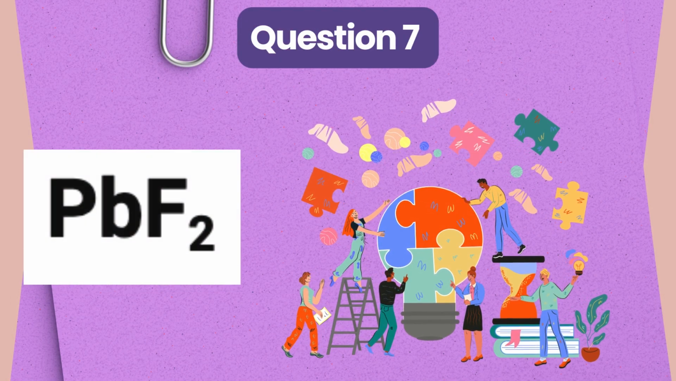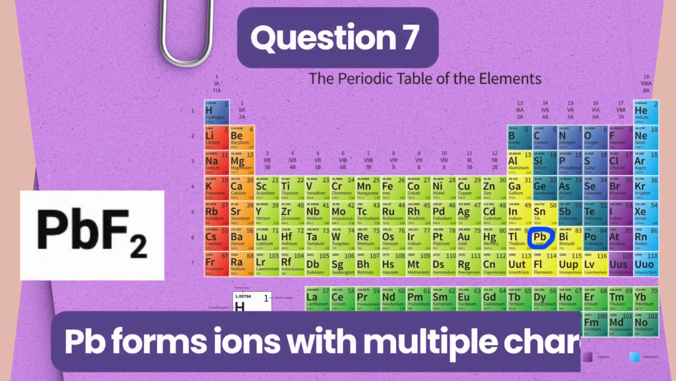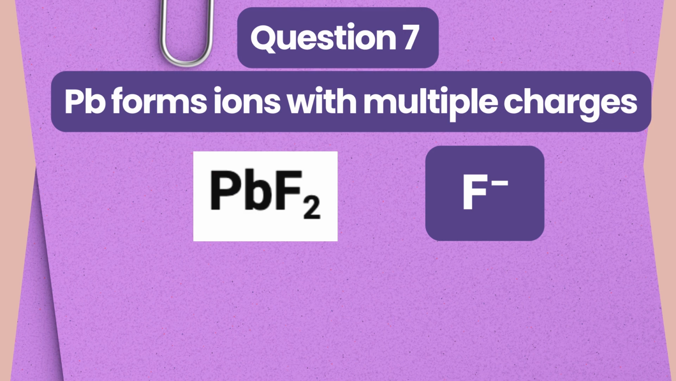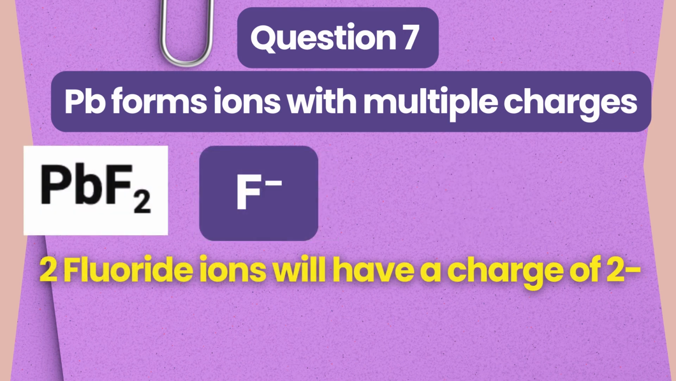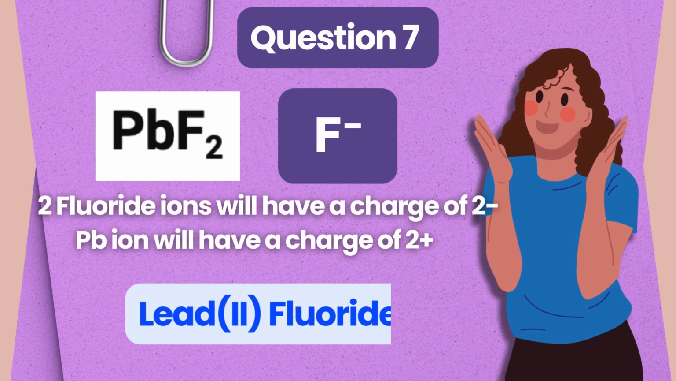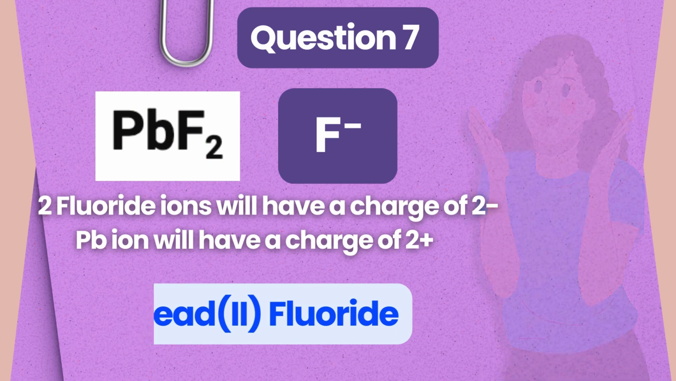Question 7. PbF2. Lead forms ions with multiple charges. Fluoride ion has a fixed charge of 1 minus. 2 fluoride ions will have a charge of 2 minus. So lead ion here will have a charge of 2 plus. So it is lead 2 fluoride.